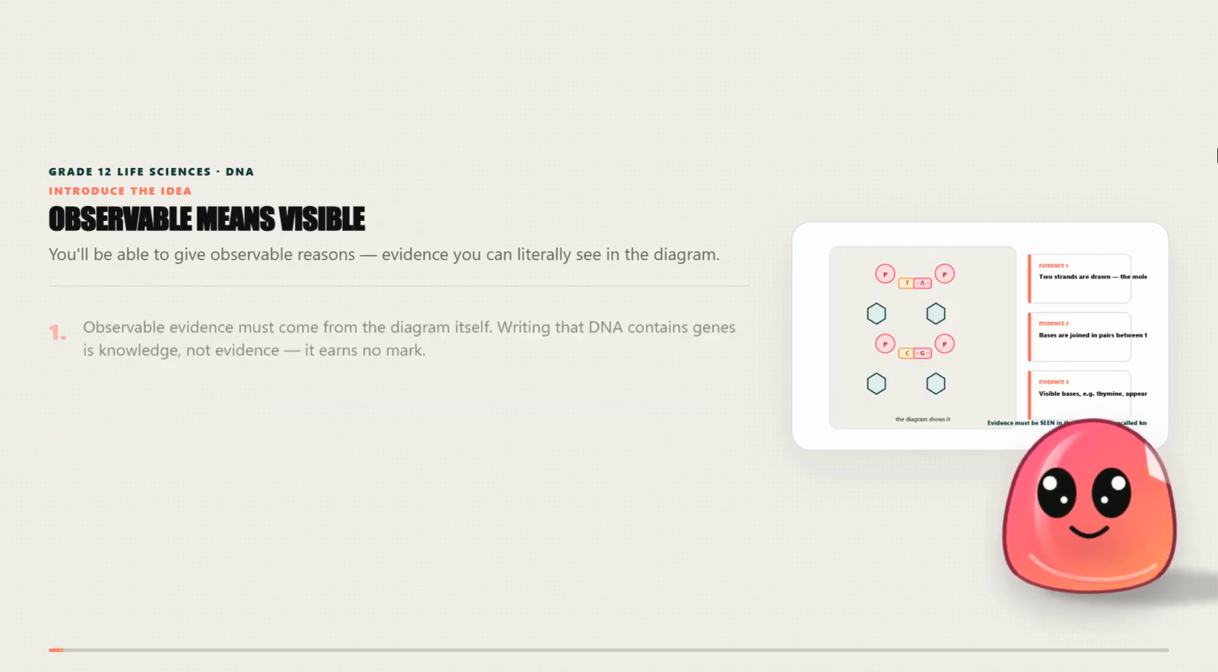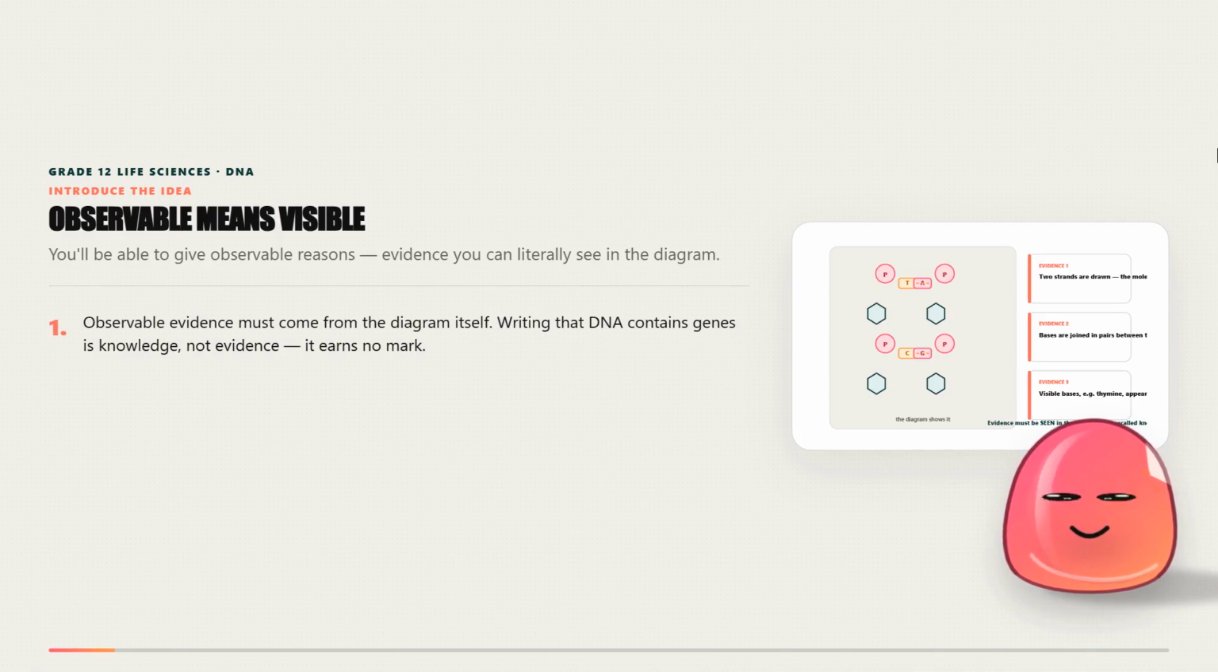By the end of this part, you'll be able to give observable reasons, evidence you can literally see in the diagram. Here's the key idea. Observable means what the diagram shows you, not what you already know about DNA. Writing that DNA contains genes is knowledge, not evidence, it earns no mark.